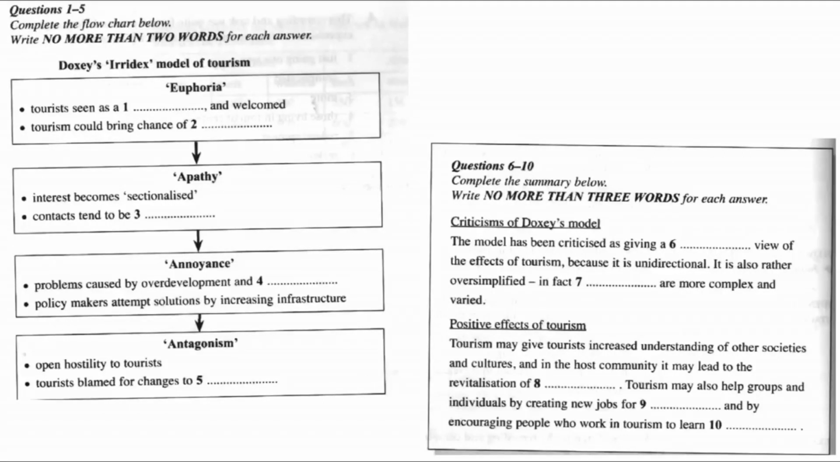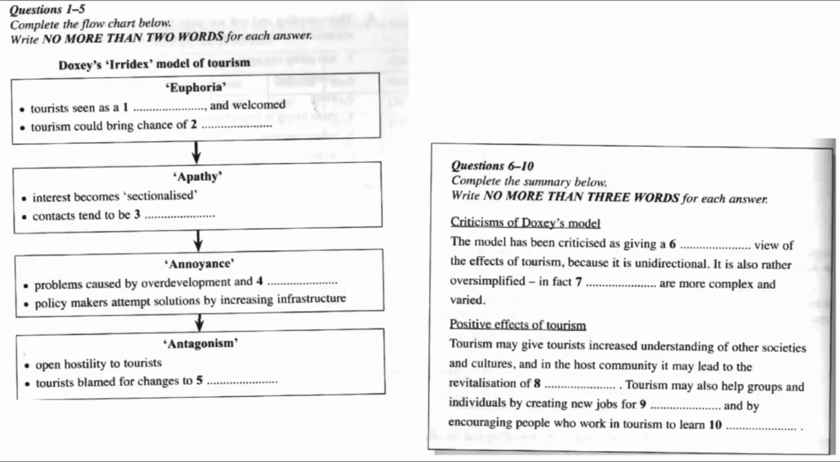Doxey identifies 4 stages. He calls the first stage euphoria, happiness, because initially the tourists are regarded as a novelty, and because of this they're welcomed by everyone in the host area. But as well as that, there's another reason for the people in the host community to welcome tourists. Local people realise that tourism brings scope for economic benefits.